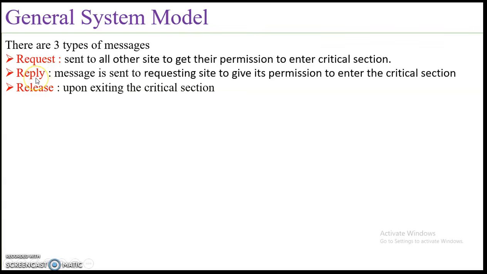Reply will be sent by the other sites or other processes in the network which are not executing the critical section, saying that we do not have a problem with you entering into the critical section. And the last one is the release message. The release message is sent once the critical section is used, it should be released so that some other process can execute in that critical section. So these are the three messages that are required for synchronization via mutual exclusion.